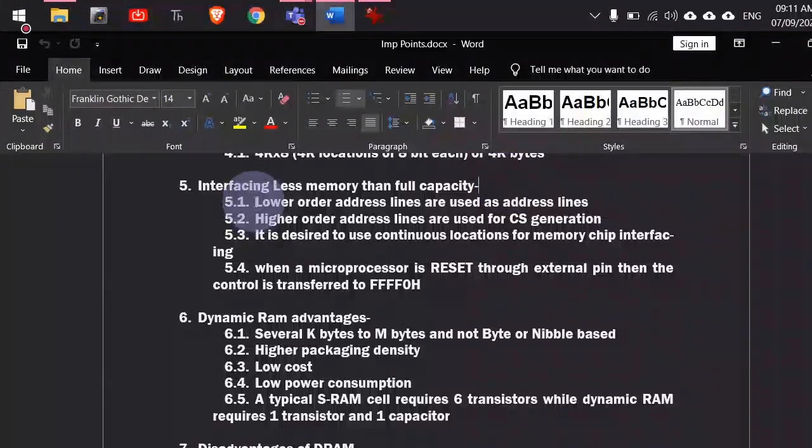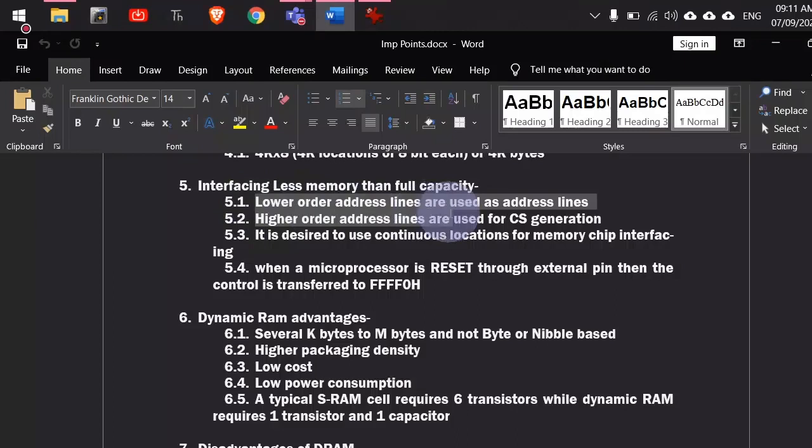So when you are using a smaller memory than the full capacity, in continuous locations, the lower order address lines will be used as address lines, and the higher order address lines will be used for chip select generation. These points will be clear when we take an example. And it is desired to use continuous locations for memory chip interfacing, which we have already clarified.